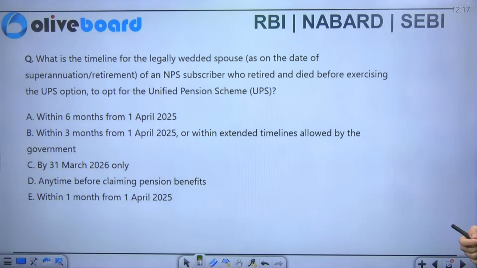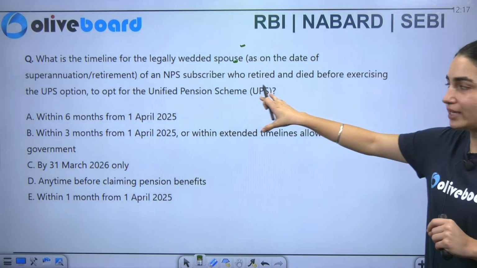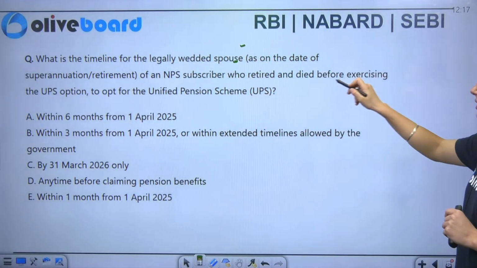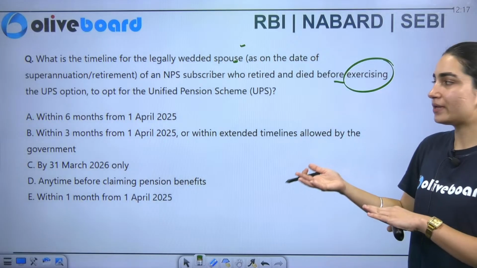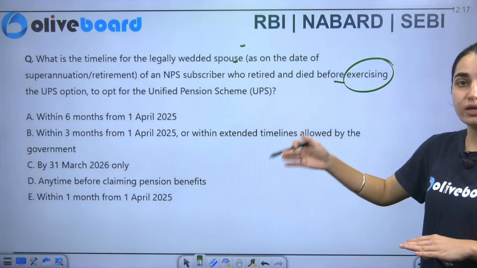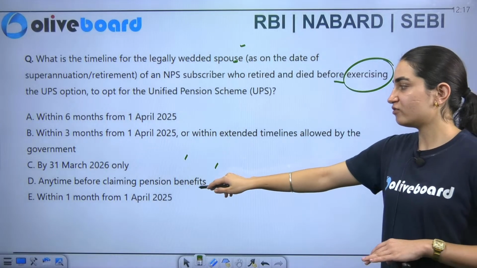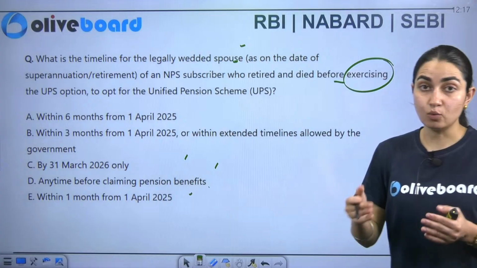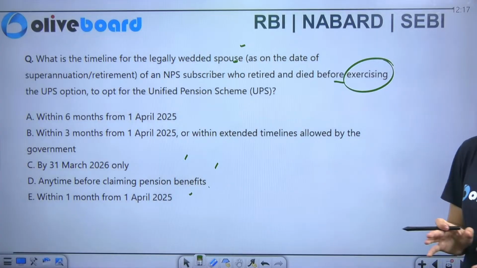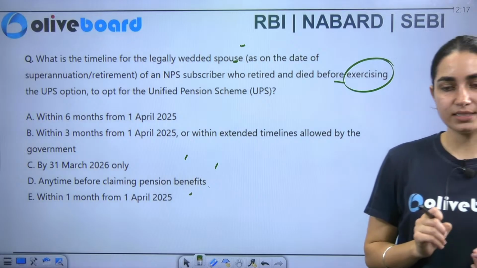Now you tell me, what is the timeline for the legally wedded spouse of an NPS subscriber who retired and died before exercising the UPS option to opt for the UPS? Within 6 months, within 3 months, by 31st March 2026 only, any time before claiming pension benefits, or within 1 month from 1st April 2025 only. Which one is the correct answer here? Is it A, B, C, D, E?